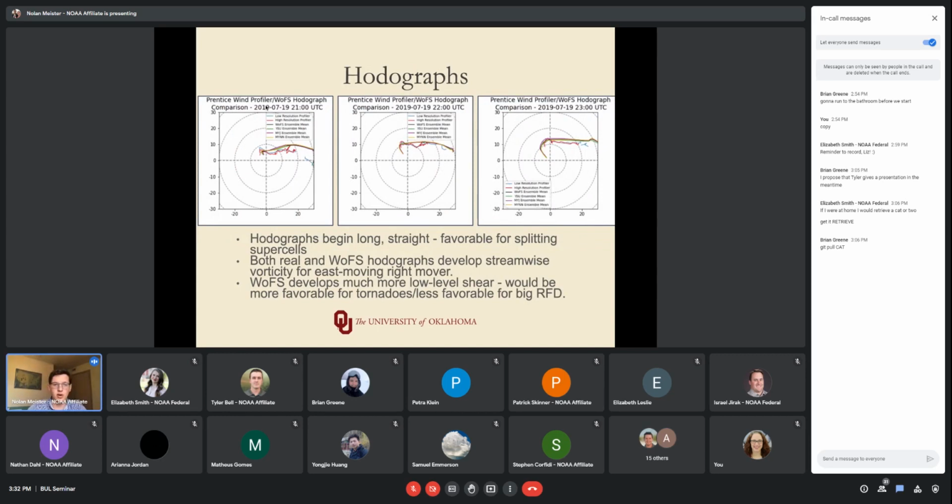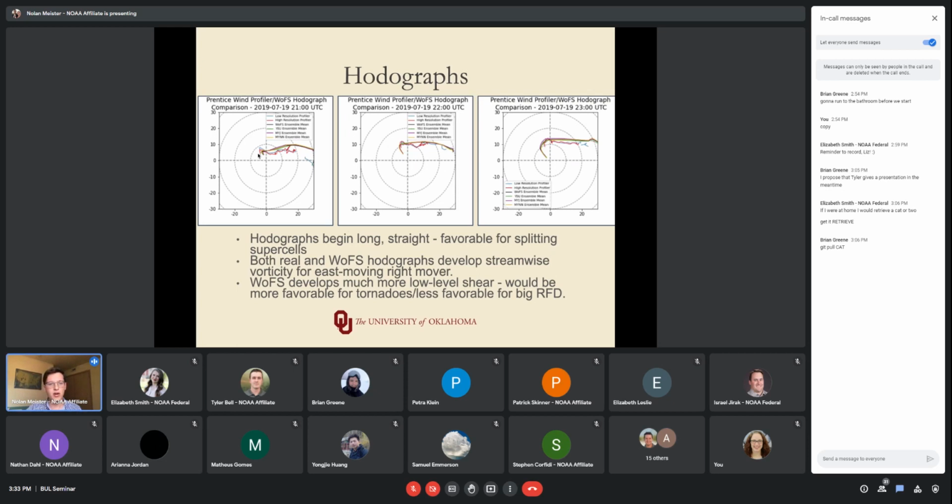Looking at these, this is 21, 22, and 23 UTC again. The red and blue hodographs you see here are both the Prentice radar wind profiler. So those are the observations. And then these clustered together ones are WAFs. You'll see we have the general shape and character of the hodograph pretty much the same between WAFs and the radar wind profiler at 21Z. But by 22 and especially 23, WAFs kind of goes like, wow, we have this crazy supercell wind profile. This is something that we would consider favored for possibly significantly tornadic supercells.